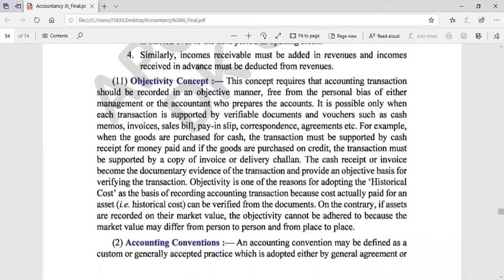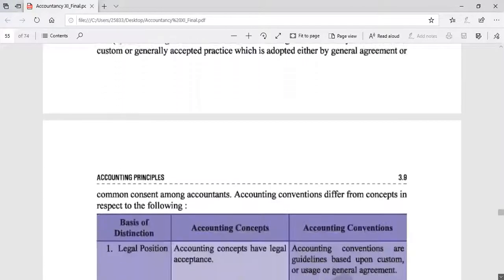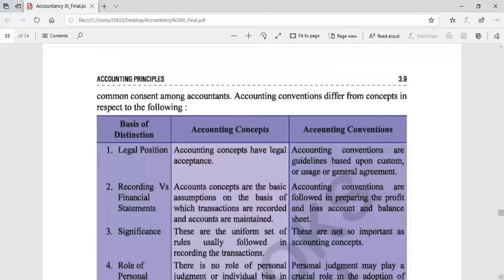Accounting convention may be defined as customs or generally accepted practices, which are adopted either by the general agreement or common consent among accountants. Which accountants are we referring to? We are referring to those practitioners who are creating these customs, who are making it a norm, so that all other organizations which are following these conventions are going to follow it in the manner in which it has been derived, right? So it is the body through which these conventions are also made, and they come into existence, right?